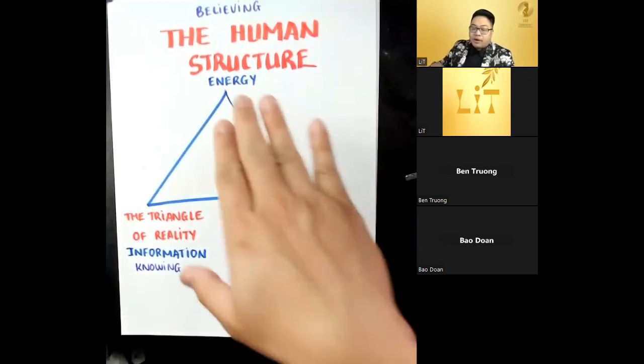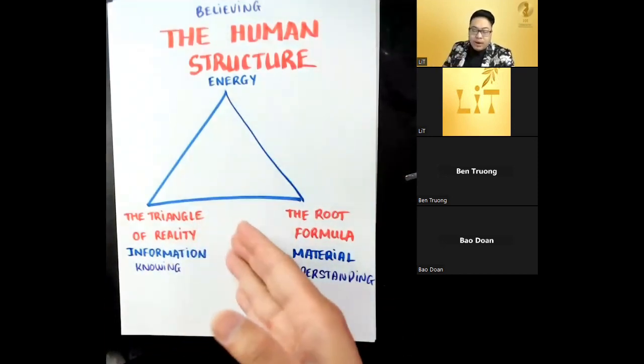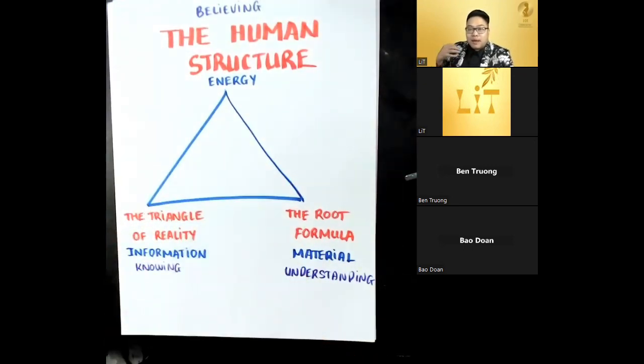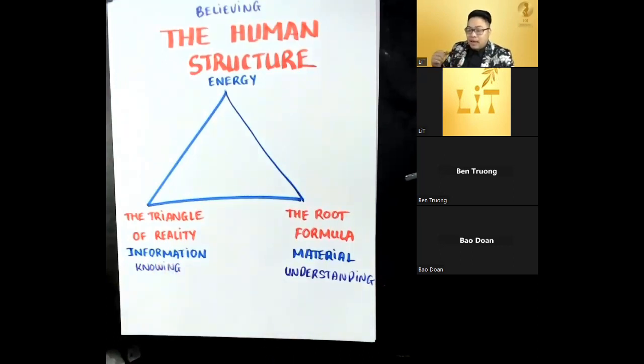And the energy part is extremely important. The triangle of reality is a semantic reference system that provides us the information that we need. And through the energy, through the network of people, we will be able to materialize that information through the root formula. All right. So that is the very foundation of the human structure.